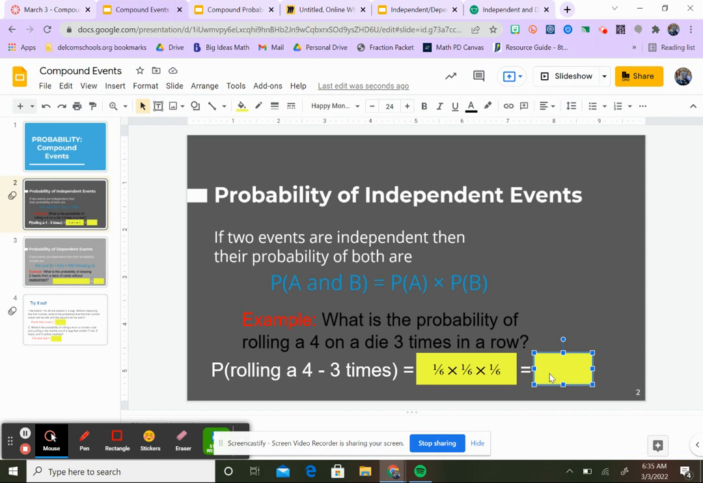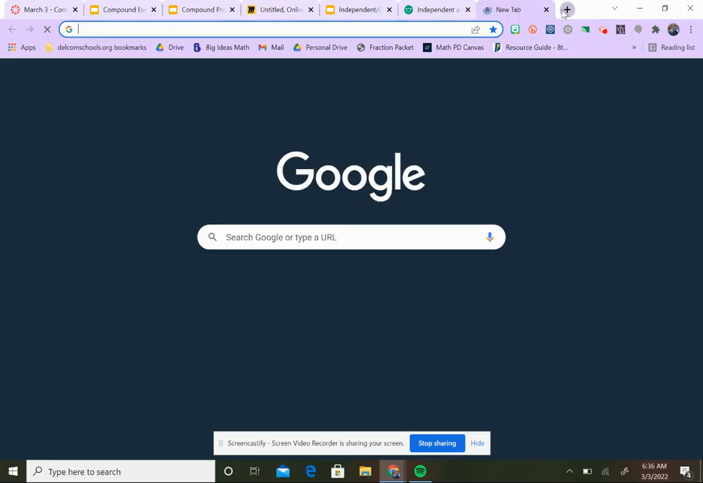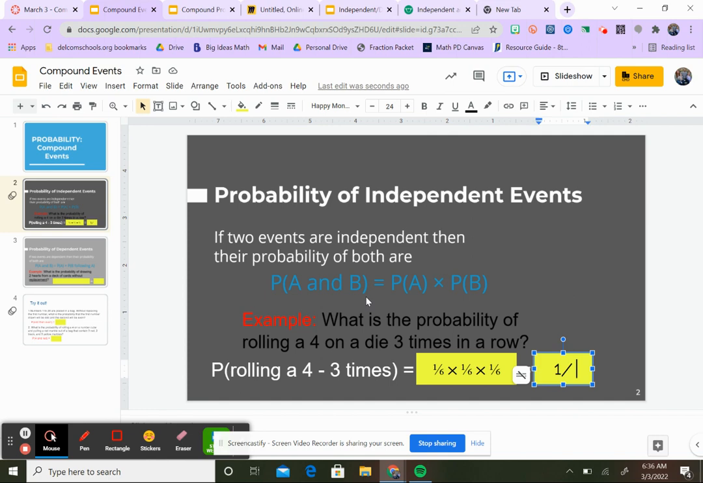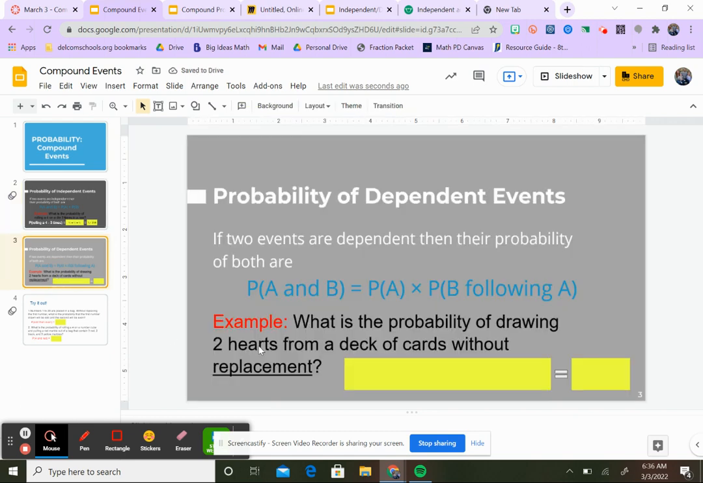So 1 times 1 times 1 is 1, and 6 times 6 times 6. Just double checking my math here. 36 times 6 is 216. Let me go back to those notes. So it's a 1 out of 216 chance, and that's your answer. So what I want to show you today is very important for your assignment.